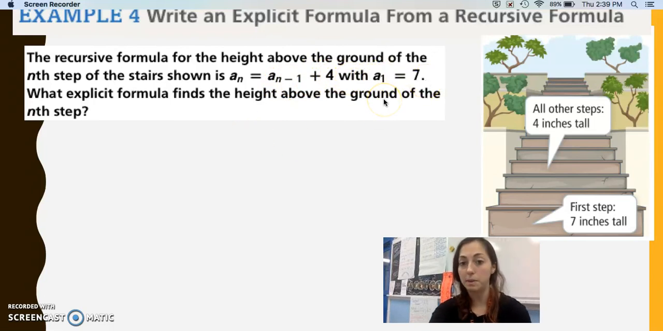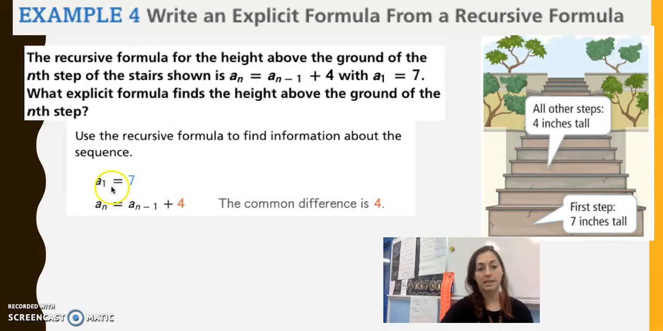As I just explained, what that means is the plus 4 means all the steps are 4 inches tall. But sometimes the first step is a different amount. So in this case it's 7 inches tall. What explicit formula finds the height above the ground for the nth step? So let's see what we're supposed to do.